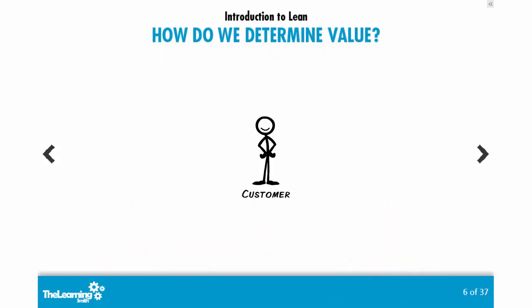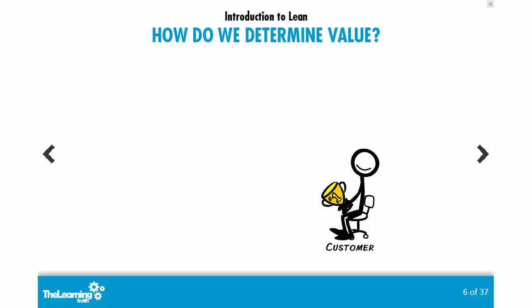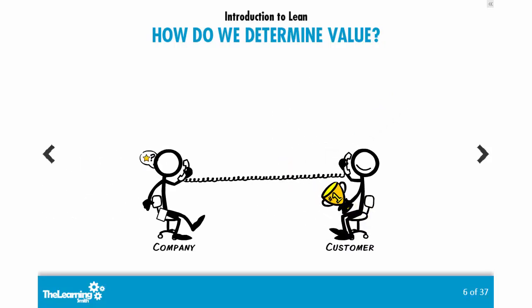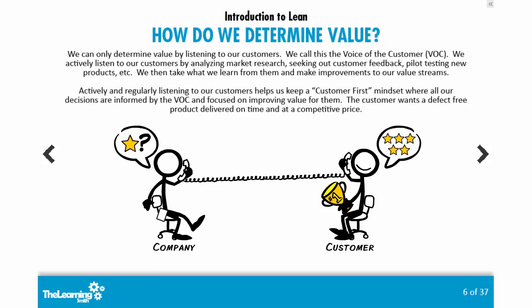We can only determine value by listening to our customers. We call this the voice of the customer. We actively listen to our customers by analyzing market research, seeking out customer feedback, pilot testing new products, etc. We then take what we learn from them and make improvements to our value streams. Actively and regularly listening to our customers helps us keep a customer-first mindset where all our decisions are informed by the VOC and focused on improving value for them.